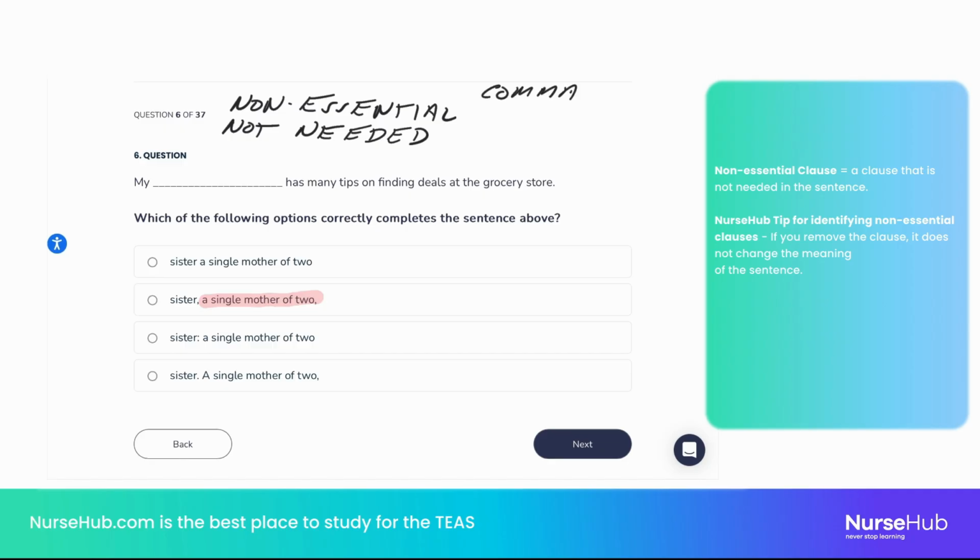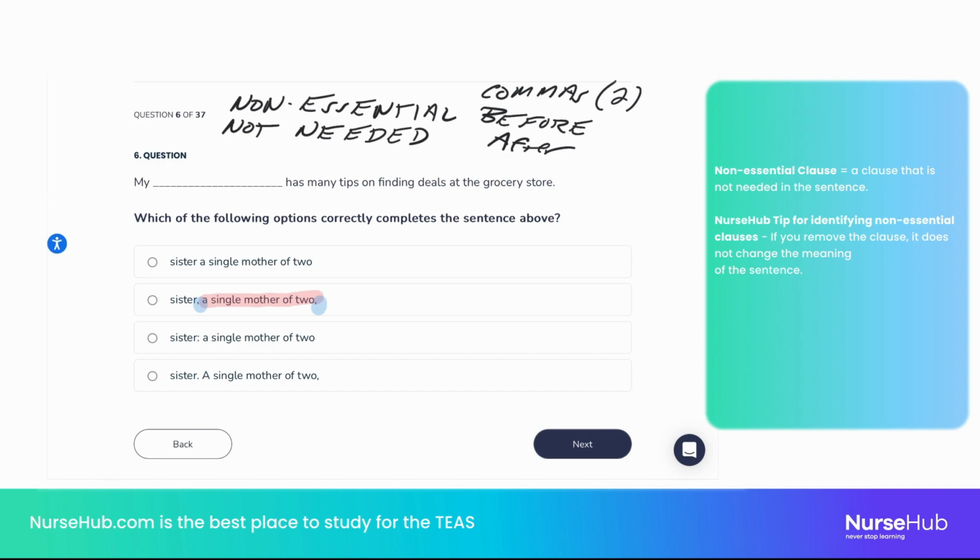You set it off with two commas. You have two of them. Where? Before, and you guessed it, after that clause. So if you notice on the one that we highlighted, this one has it before and after that clause, which means that is our correct answer.